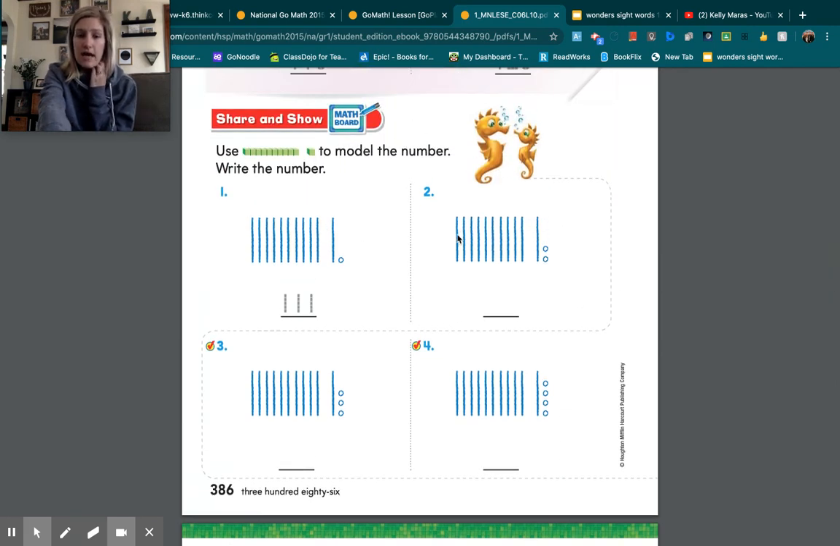Ready? 10, 20, 30, 40, 50, 60, 70, 80, 90, 100, 110, 111, 112. So do you see how Mrs. Maris counted the tens first? And then I counted on. I added 2 more. So this answer right here is 112.